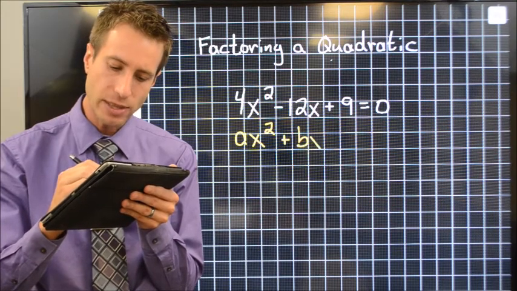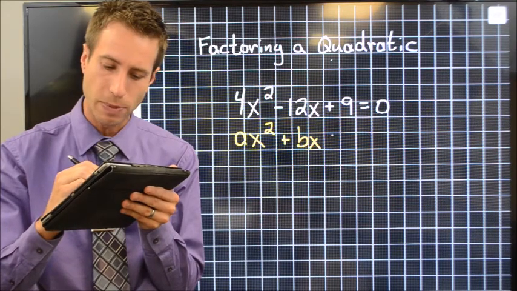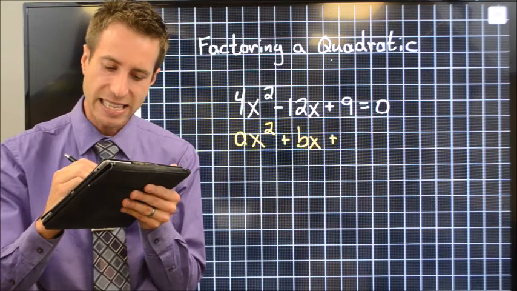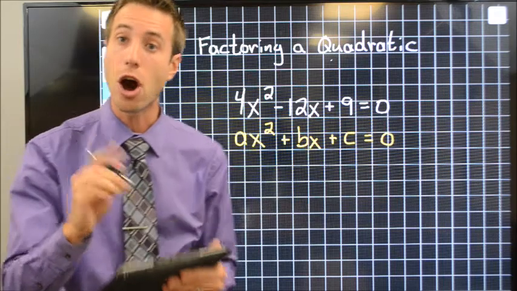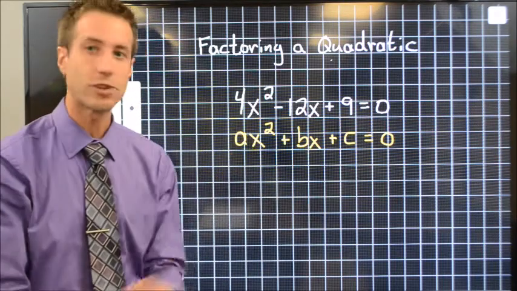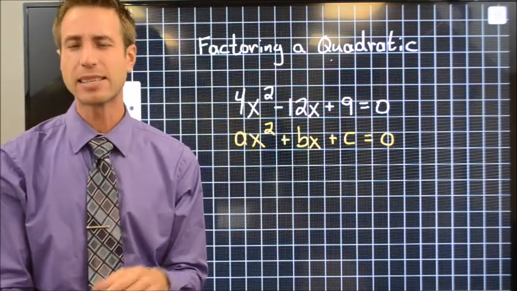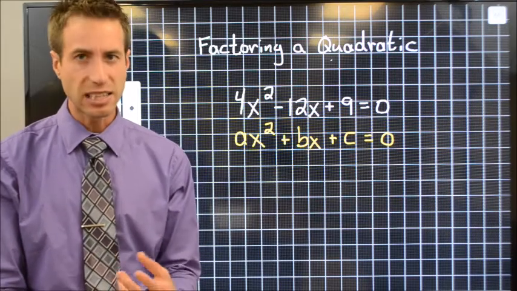But what's going to cause us a little more trouble is that in this case, that leading coefficient, a, is not a 1. My leading coefficient is now a 4. This makes factoring this problem a little trickier.